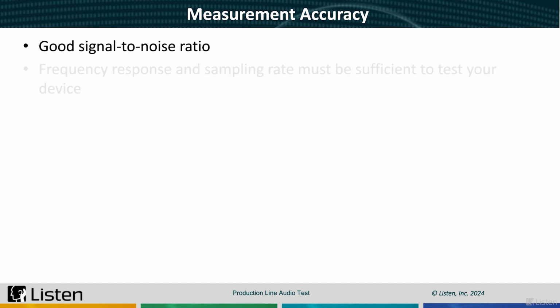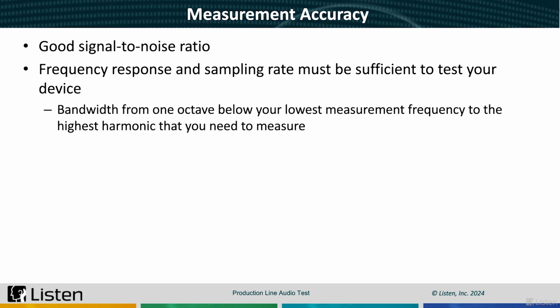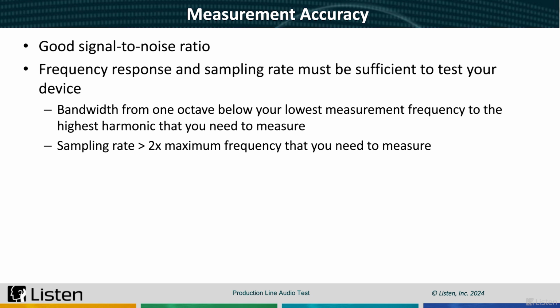You also need to ensure that the frequency response and sampling rate is sufficient to test your device. Generally speaking, your bandwidth must range from 1 octave below your lowest measurement frequency to the highest harmonic that you need to measure. Otherwise, high-pass and anti-alias filters can cause inaccurate measurements, especially for phase, at the upper and lower frequencies. The sampling rate should be more than double the maximum frequency that you need to measure. It's important to know that the higher the sampling rate, the more memory and disk space you will need. So you'll probably want to use the lowest sampling rate that will meet your needs.